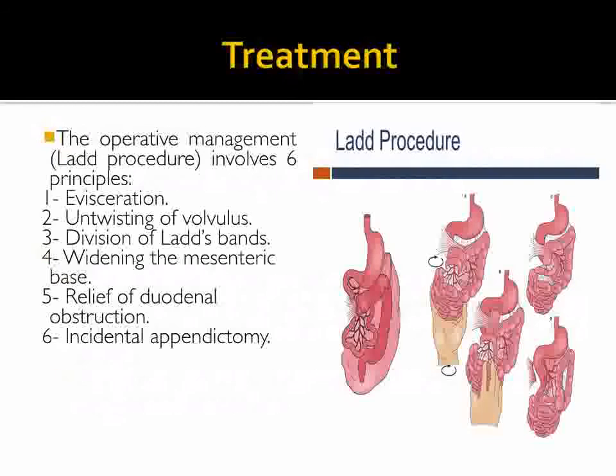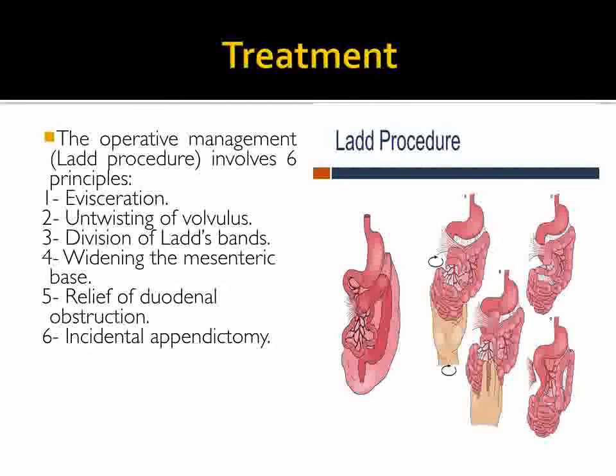Okay, what is the treatment of intestinal malrotation? The treatment of intestinal malrotation is to do a laparotomy. We will open the abdomen and we will detect the obstruction. Okay, after we get into the abdomen and detect that there is a malrotation, the operation done is called Ladd's operation or Ladd's procedure, and this includes 6 steps.